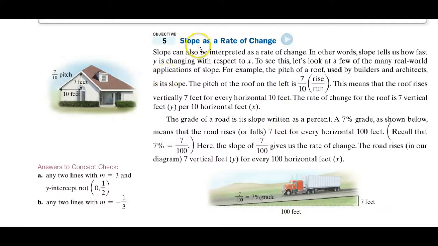Next objective is slope as a rate of change. Again, it's a ratio of rise over run. And here they want to give it as a percentage. So here we have a run of 10 feet, a rise of 7, which gives us a slope or pitch of 7/10, which converted to a percent would be 70%. Here we have 100 feet, rise of 7 feet, 7 over 100, 7%. And these are some of the things you'll be doing.